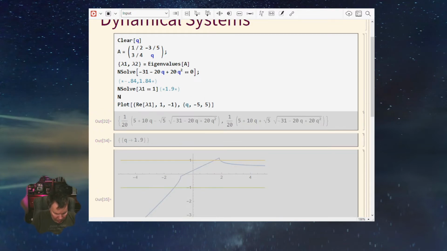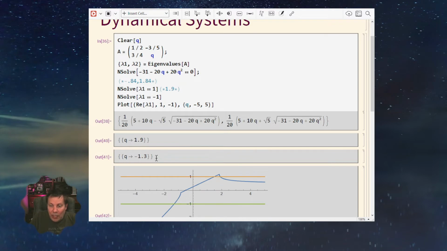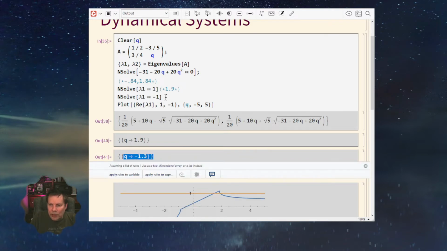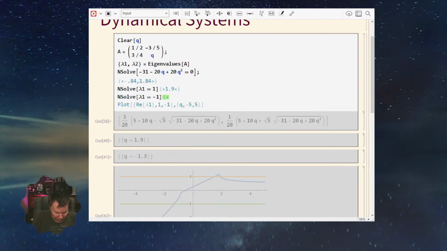Now, what about the eigenvalue that's equal to negative 1? Let me try to estimate that really quickly. That looks like about here, negative, I don't know, 1.2, 1.3, something like that. Let me evaluate that. Negative 1.3, that's pretty good. So I'm just going to put that here so I can refer to it later. That's 2 out of my 3 points.